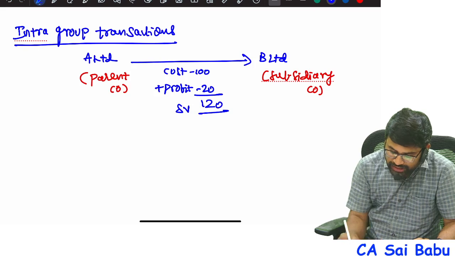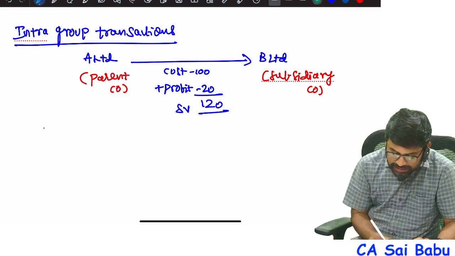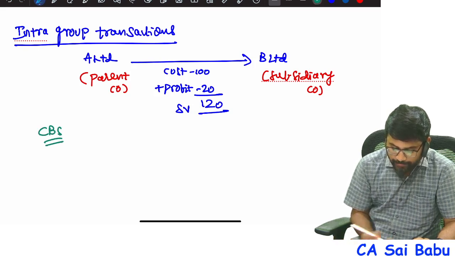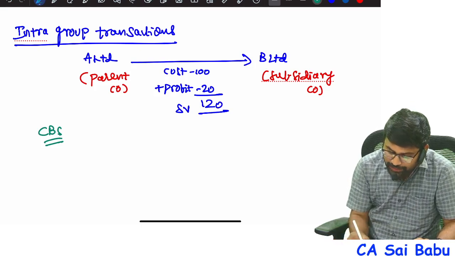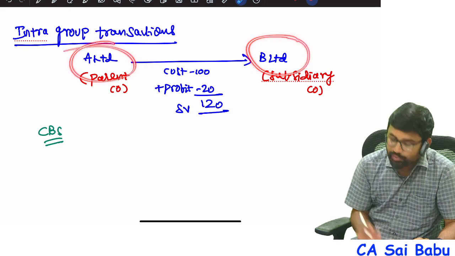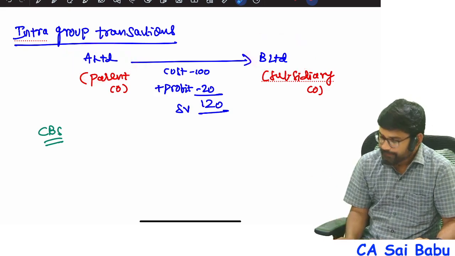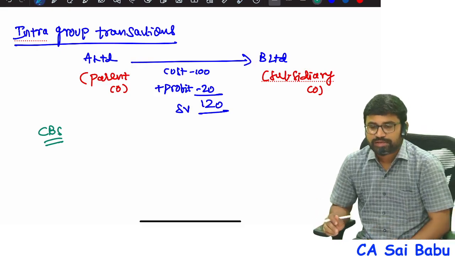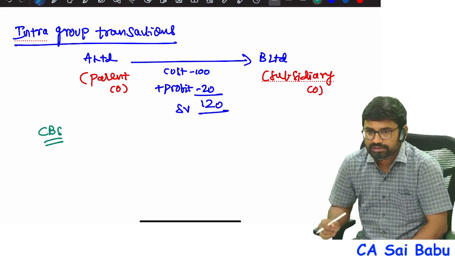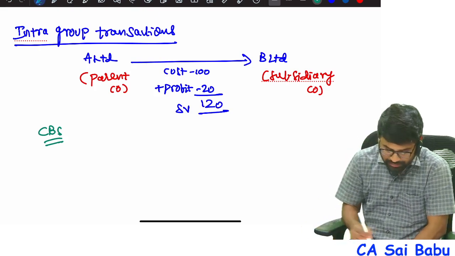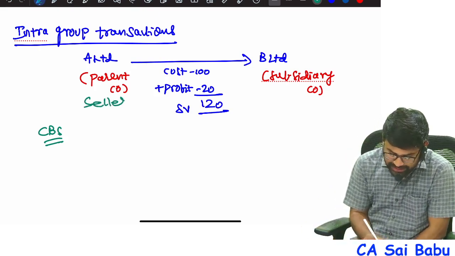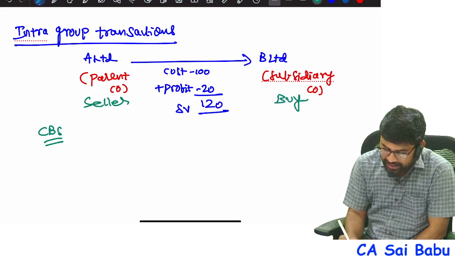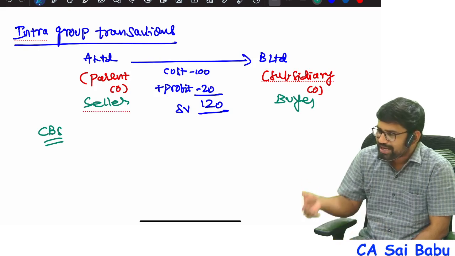Now you are preparing the consolidated balance sheet. That means A Limited and B Limited are both treated as one entity. Now you tell me, when the parent company sold goods to the subsidiary, who has booked the profit? Parent, the seller. Seller is A Limited, sir. Buyer is B Limited, sir. When I sell goods to anybody, I will recognize the profit.